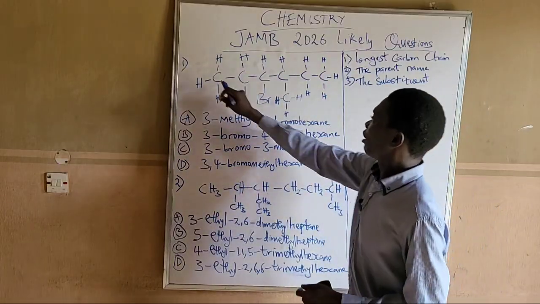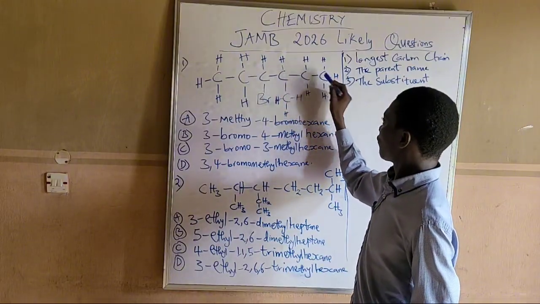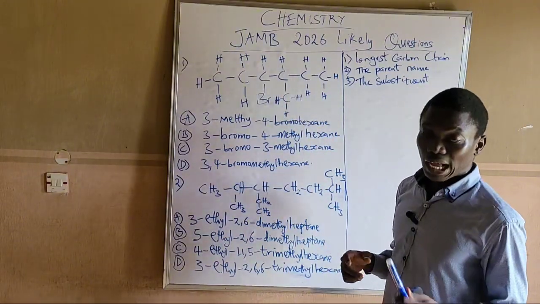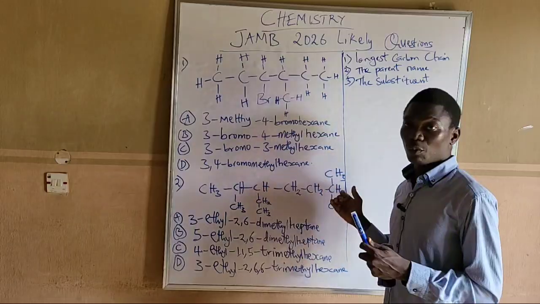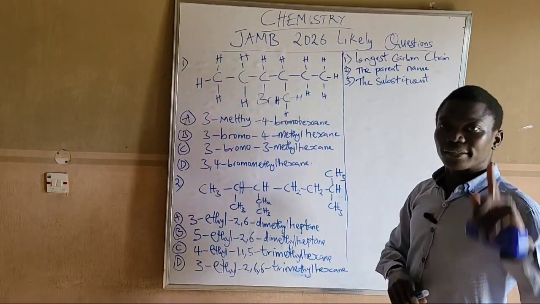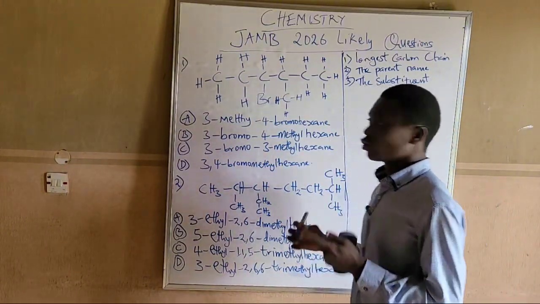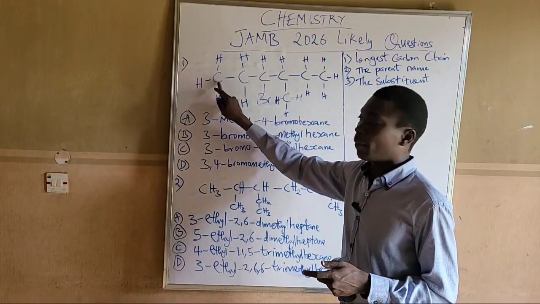Or what if I don't even start from here? I start from here like this and I come like this. That would be 1, 2, 3, 4. Which one do you think has the longest carbon chain? That was the first one that we did, which is 1, 2, 3, 4, 5, 6. That is the longest carbon chain. But one thing is that I call this one 1. Take note, it may not necessarily mean that this will be carbon 1.